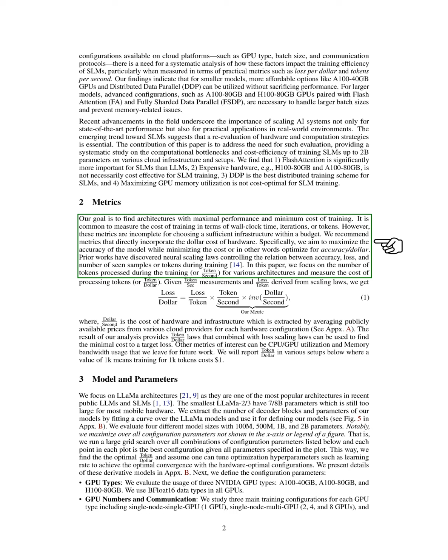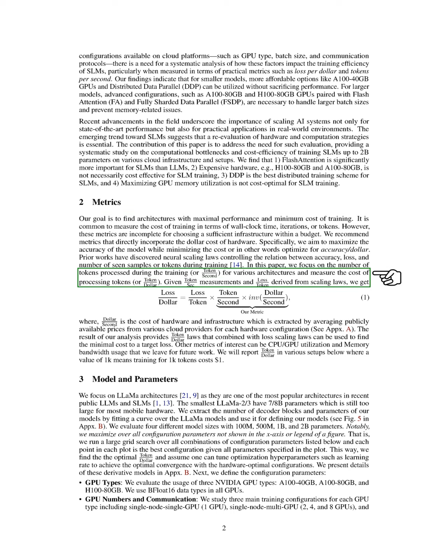Previous studies have established neural scaling laws that describe the relationship between accuracy, loss, and the number of training samples or tokens. In our work, we concentrate on the number of tokens processed during training and the associated costs. We derive the cost of processing tokens by averaging publicly available prices from various cloud providers for each hardware setup. Our analysis results in cost metrics that, when combined with loss scaling laws, can help identify the minimal cost needed to achieve a target loss.